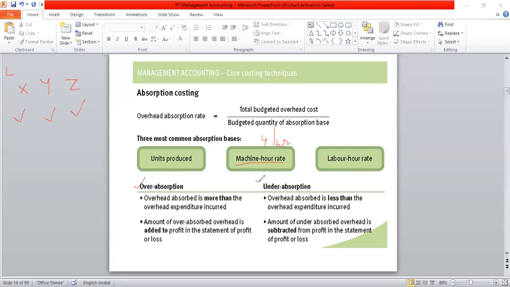So what is overcharging? Overhead absorbed is more than the overhead expenditure incurred. It is more than the actual expenditure. Then we call that over absorption. If it is less than what is incurred, we call it under absorption. Then the amount of absorbed overhead is added to profit in the statement. Then later on there is a reconciliation statement. We will see that a little later. But for the moment, if this is clear, we'll proceed further.